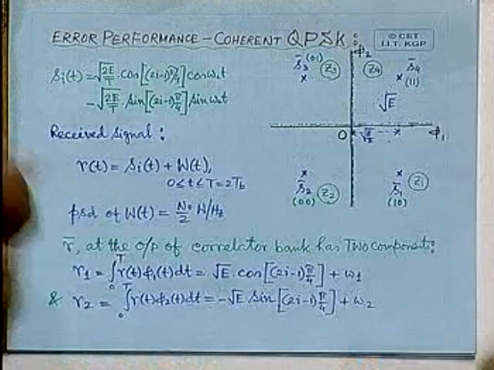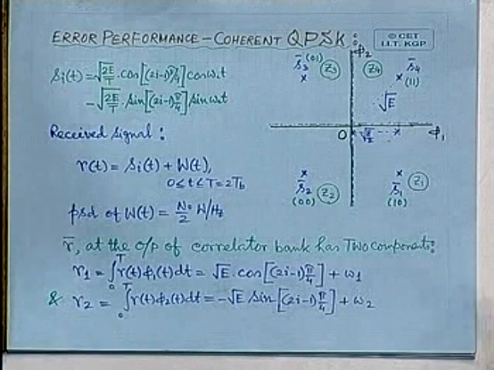Now, this constant value we are assuming as N0 by 2, is that okay? You can call it N0 by 2. The 2 here indicates that we are talking about the both sided power spectral density. If you visualize only the positive frequency domain, then the single sided noise power spectral density will be N0, is that okay?